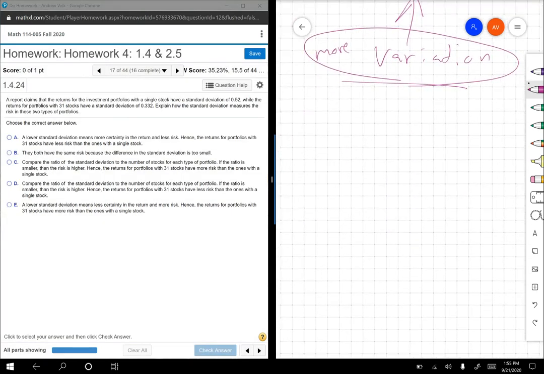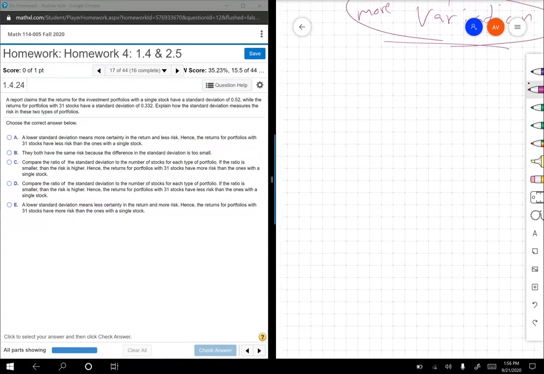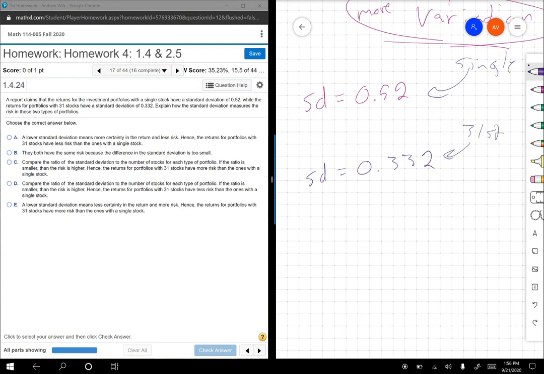All right, next up, a report claims that investment portfolios with a single stock have a standard deviation of 0.52, while the other portfolios have a standard deviation of 0.332. So this one is our single. This is for 31 stocks, okay? So it doesn't tell us the mean. It just says, explain how the standard deviation measures the risk.